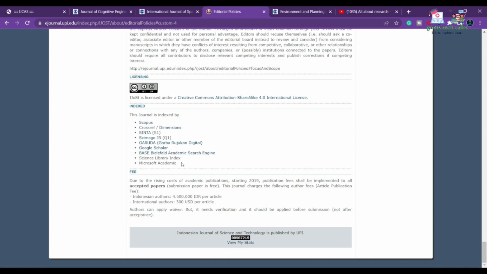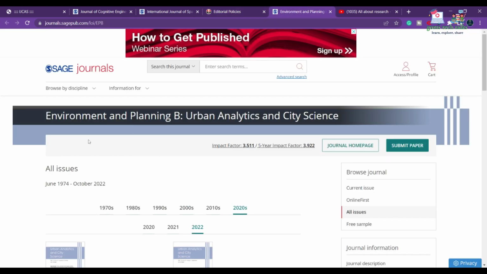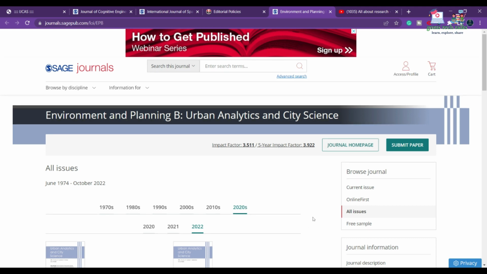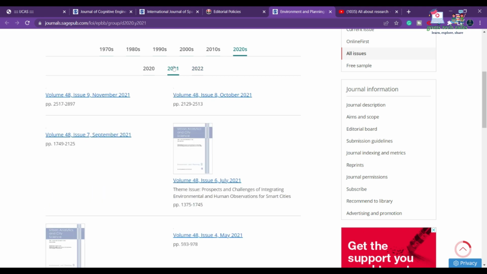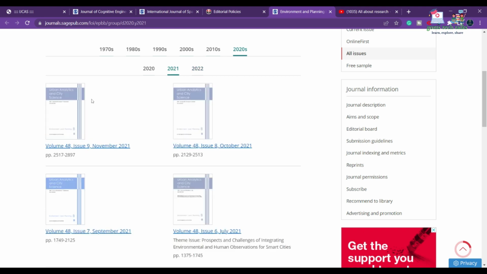Also, you can see where it is indexed. The next one we are going to discuss is Environment and Planning B: Urban Analytics and City Science. Let us see how many issues per year. Yes, nine issues per year. Okay, they are publishing nine issues per year.